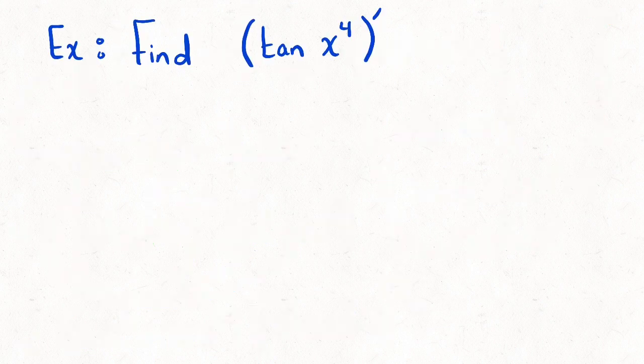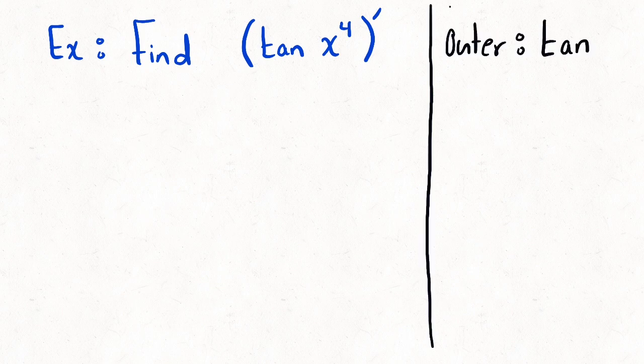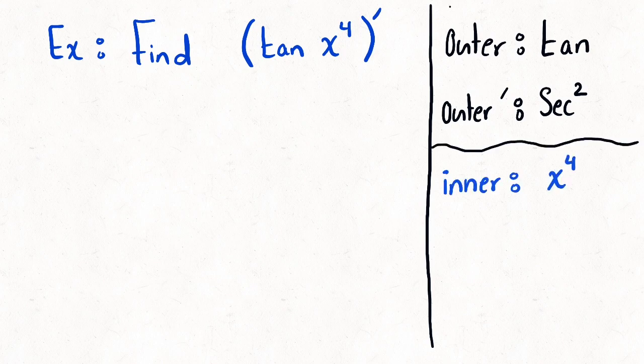Okay, let me apply the chain rule to a trigonometric function. If you see the example in front of you, you will decide that tan is the outer, and accordingly the outer prime is secant squared. Now, the inner is obviously x to the power 4, and the inner prime is the derivative, 4x cubed. It is the answer, 4x cubed.